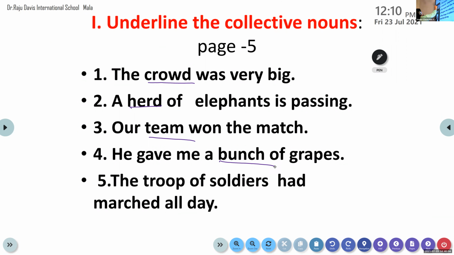Now Adidev, come on, do the last question. The troop of soldiers had marched all day. So, identify the collective noun from the sentence. Troop. Troop, very good. It is troop. Okay, so that is over.